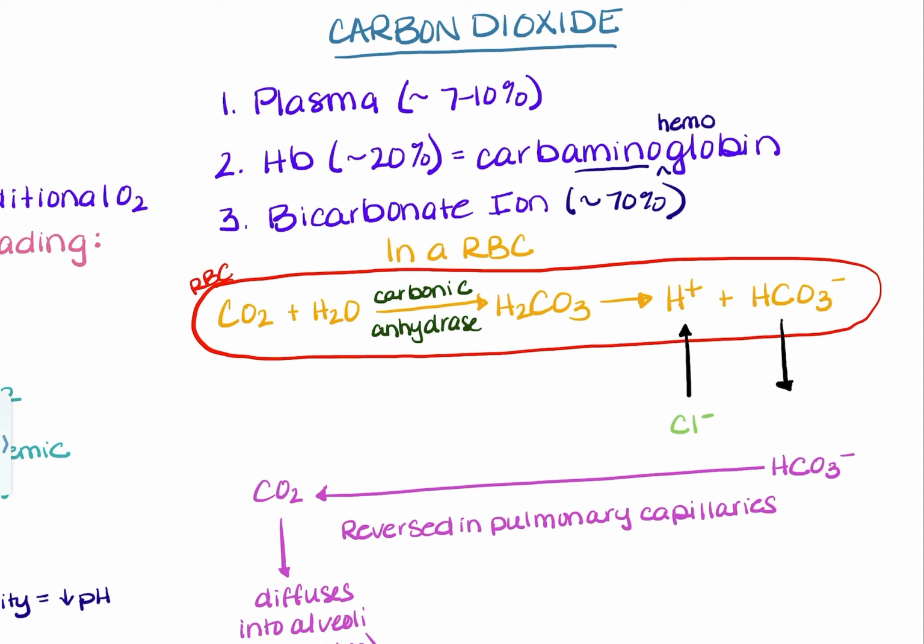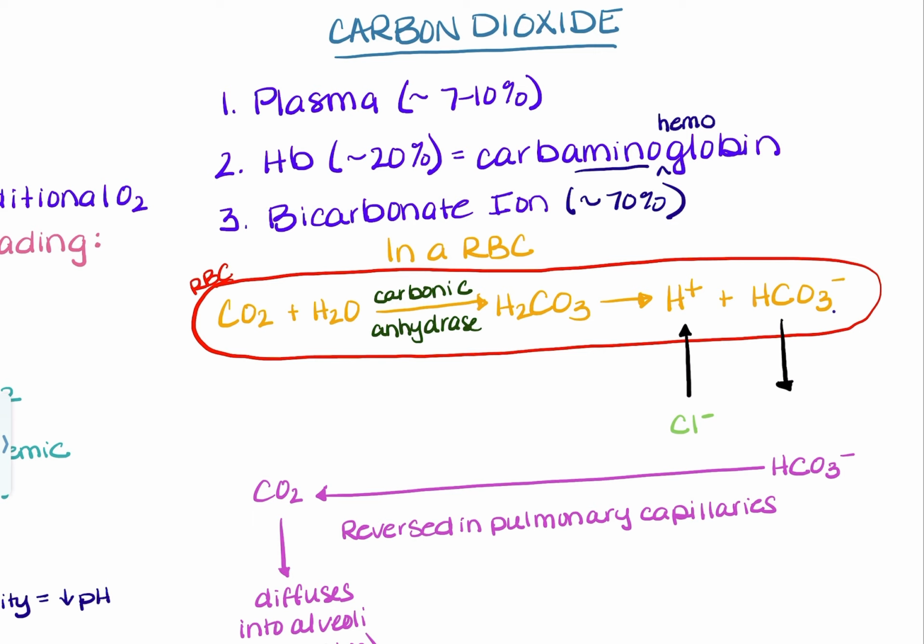The other 70% of the 90 that enter a red blood cell, because this is occurring in a red blood cell, are going to be converted to the bicarbonate ion over here. So carbon dioxide enters into a red blood cell, at which point it's going to combine with water. An enzyme called carbonic anhydrase is going to convert these two products into carbonic acid. Carbonic acid is really unstable, so it's going to want to dissociate into a hydrogen ion and then the bicarbonate ion over here. So this is all occurring in a red blood cell.